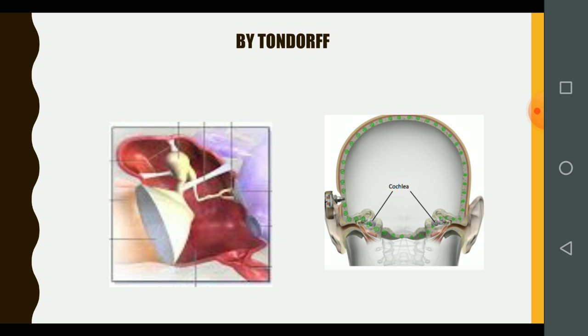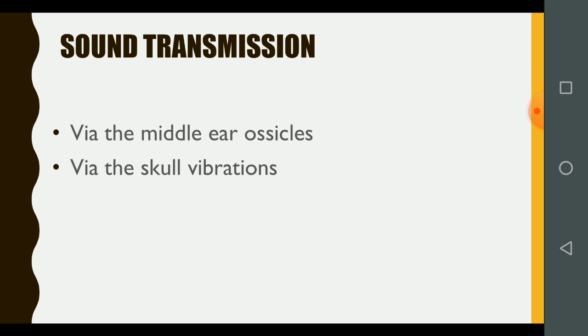Now, this theory of hearing via bone conduction was most recently explained by Tondorf, in which he explained two basic phenomena: first, sound getting transmitted via the middle ear ossicles, and second, sound getting transmitted via the skull vibrations. Through the middle ear ossicles, the vibrations move from the skull to the middle ear ossicles and to the outer ear bony part, and get radiated back into the air conduction pathway, that is via the tympanic membrane to the middle ear ossicles and again to the cochlea.